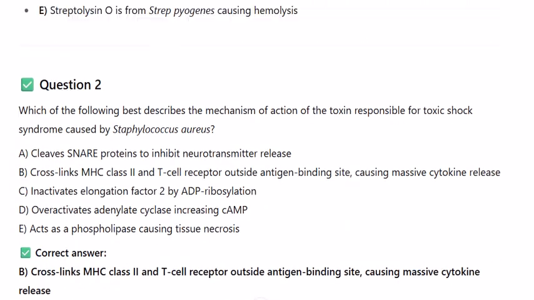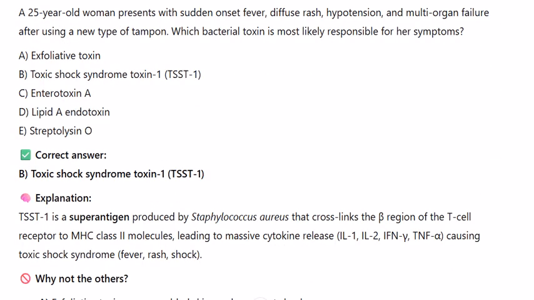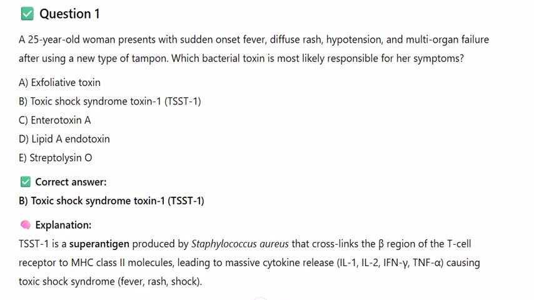Focused on Staphylococcus aureus superantigens and toxic shock syndrome toxin TSST-1. Question 1. A 25-year-old woman presents with sudden onset fever, diffuse rash, hypotension, and multi-organ failure after using a new type of tampon. Which bacterial toxin is most likely responsible for her symptoms?